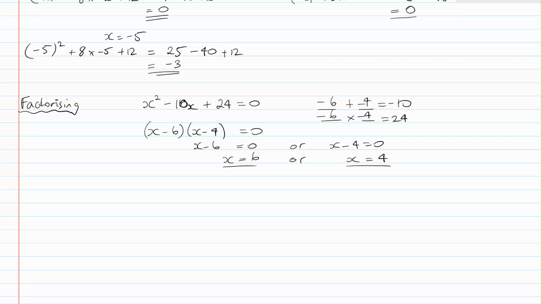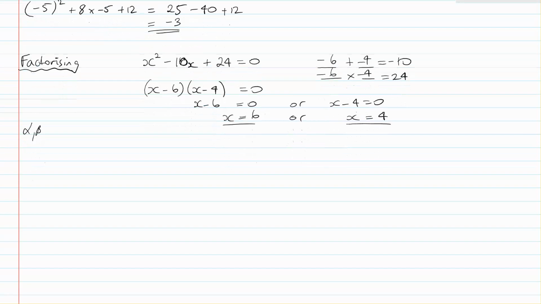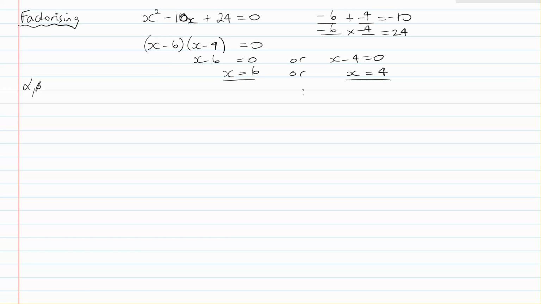Done. Easy. No problems, I hear you say. Two solutions, that's what you're expecting at this stage. Now you might remember earlier that we talked about the fact that alpha and beta, our two values in zeros form, are actually our x-intercepts. So that implies that the function here will look like this. It'll go through 4 and 6, and it's a positive quadratic, so it will look something like this.